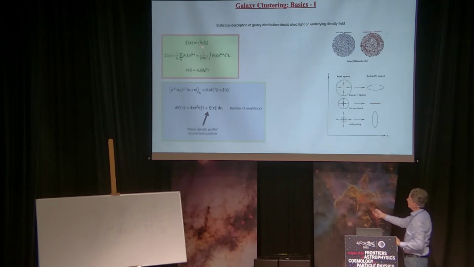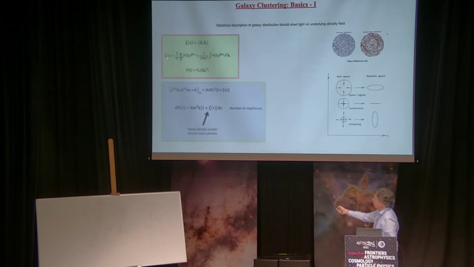Suppose this is the matter field, the density contrast at point 1 and point 2. For homogeneity and isotropy, this will depend only on the relative distance between these two, and this, of course, sets the relationship between the power spectrum and the correlation function, one being the Fourier transform of the other.